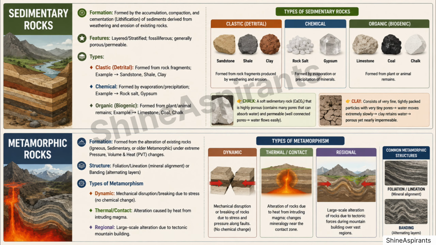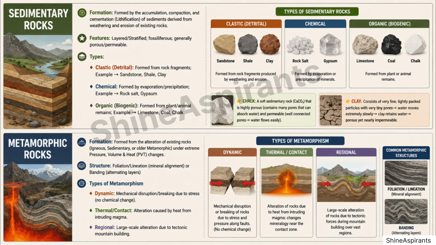Sedimentary rocks. Formation: accumulation, compaction, and cementation, also called lithification, of sediments derived from weathering and erosion. Features: layered or stratified, fossiliferous, meaning they contain fossils, and generally porous and permeable. Types. Clastic or detrital, formed from rock fragments. Examples, sandstone, shale, and clay. Chemical, formed by evaporation or precipitation. Examples, rock salt and gypsum. Organic or biogenic, formed from plant and animal remains. Examples, limestone, coal, and chalk.